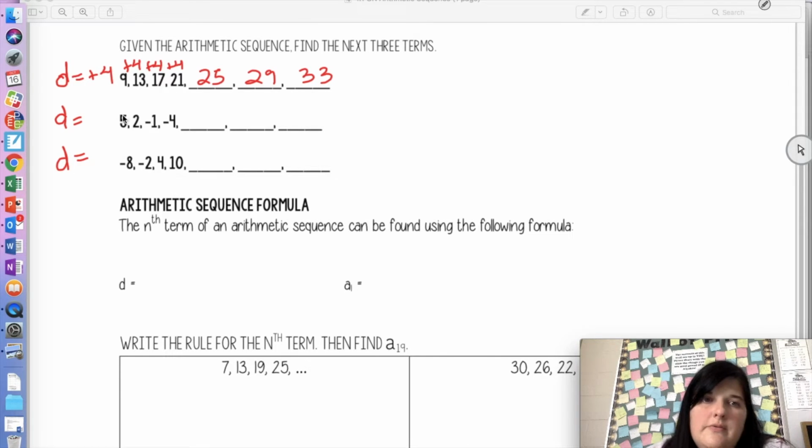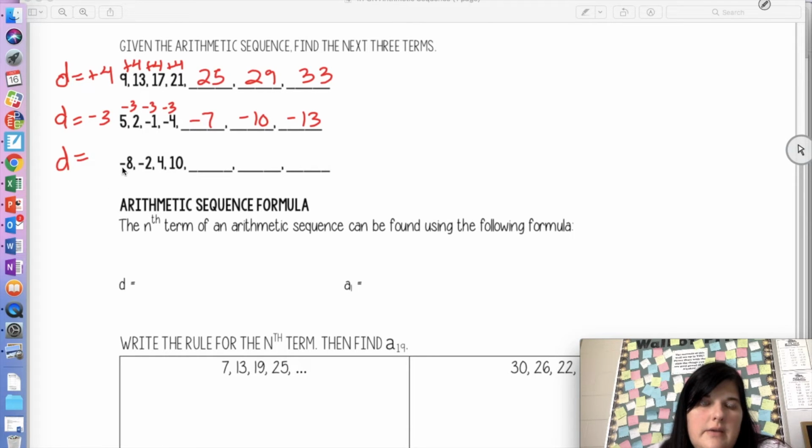Then this one goes from 5 down to 2, so that's subtracting 3. 2 down to negative 1, again subtracting 3. Negative 1 to negative 4, again is subtracting 3. So negative 4 minus 3 would be negative 7. Negative 7 minus 3 would be negative 10. Negative 10 minus 3 would be negative 13. And then our common difference would be negative 3.